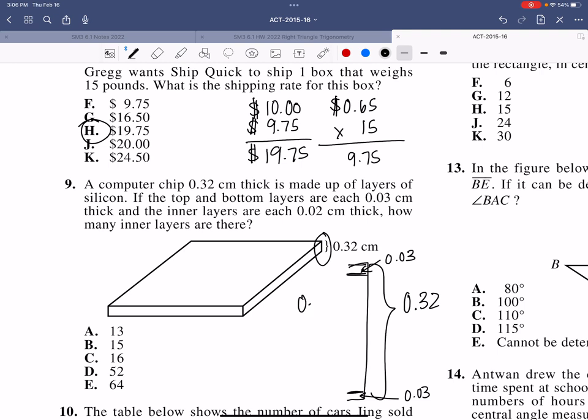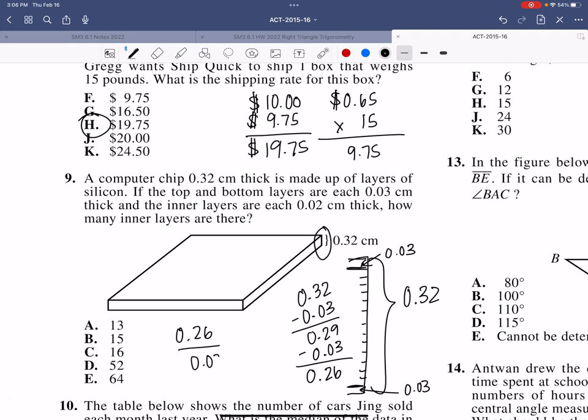So I just subtracted that to start off. I said, okay, let's subtract the top layer, subtract the bottom layer. I'm dealing with 0.26 centimeters that make up all the middle layers. So to figure out how many there are, I took that quantity, 0.26, and divided by how thick each middle layer is. And when I divided that out, I got 13. So I went with A. So there's 13 middle layers in addition to the top layer and the bottom layer. Okay.